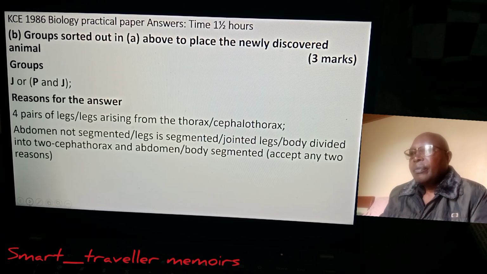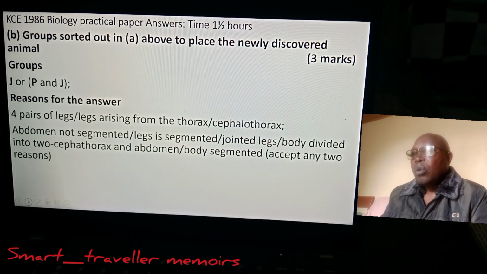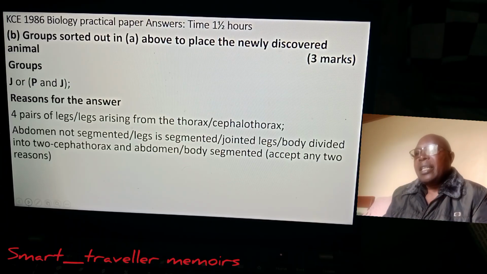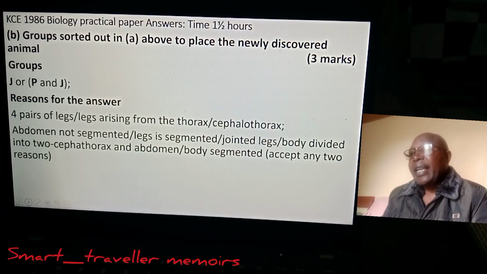B, groups sorted out in A above to place the newly discovered animal. You either place it in J or you say P and J as your answer. Reasons for the answer is that it has 4 pairs of legs arising from the thorax, or you say cephalothorax. Also, abdomen is not segmented.